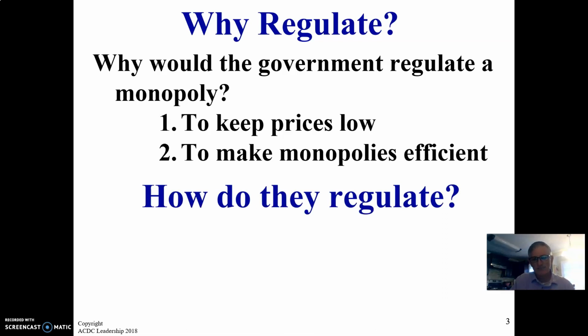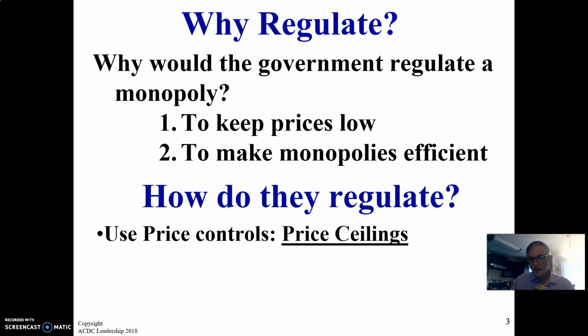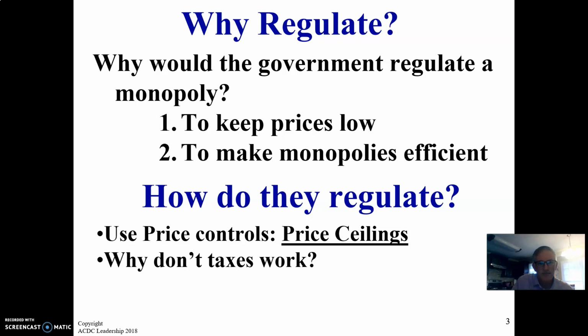So how do they regulate? Well, they do it through price ceiling, something that we know about from Unit 2. And so they basically go in and say you can't charge above this price. Okay, and so we're going to take a look here in just a minute at the graphs and see what that looks like. But before we do, I want to talk about taxes real quick.